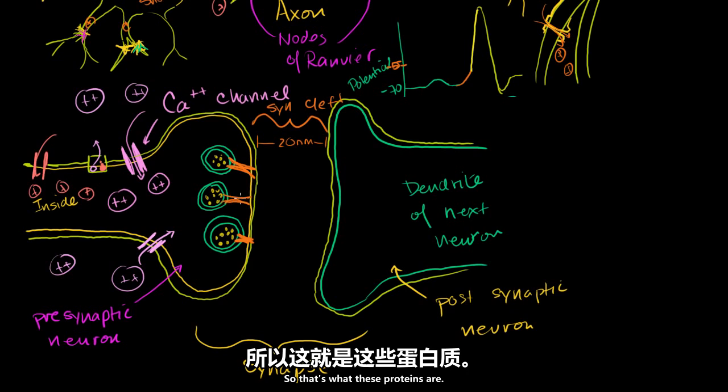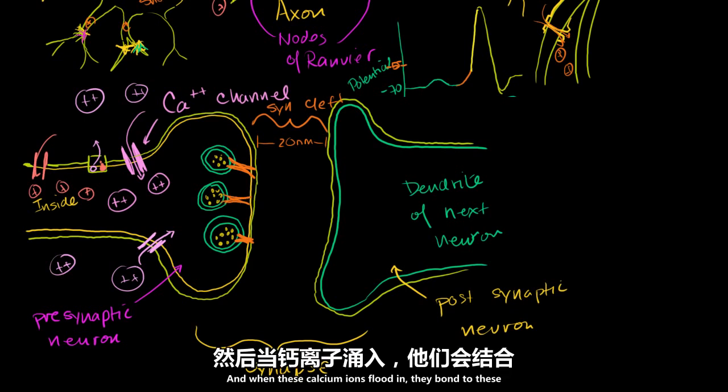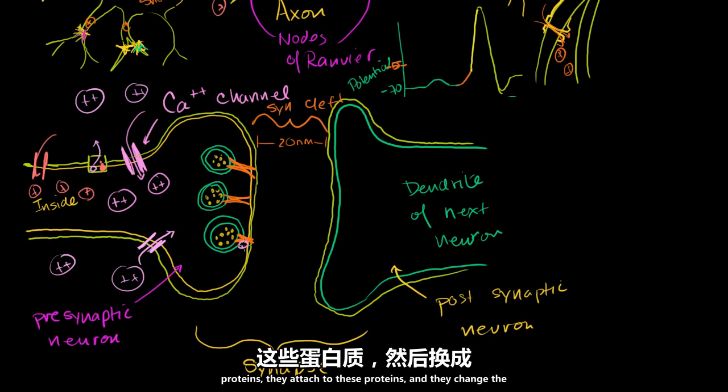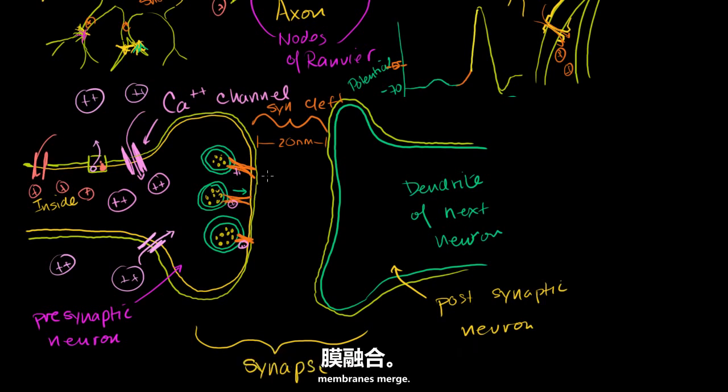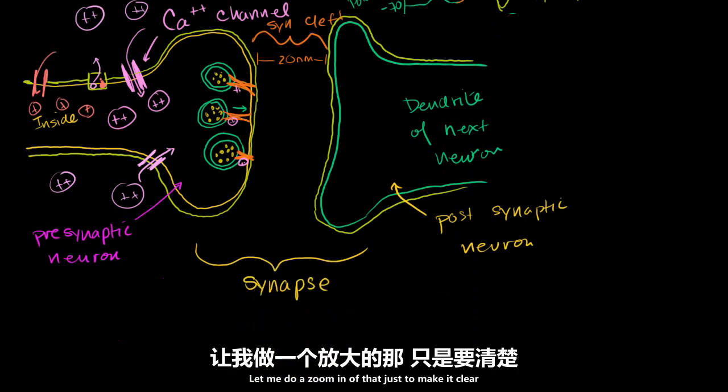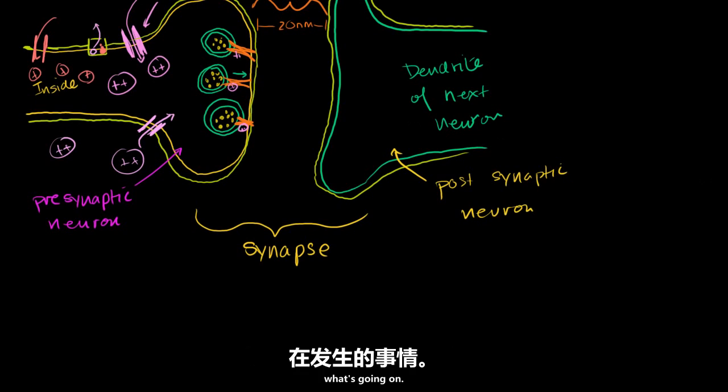So that's what these proteins are. And when these calcium ions flood in, they bond to these proteins, they attach to these proteins, and they change the conformation of the proteins just enough that these proteins bring these vesicles closer to the membrane. They bring these vesicles closer to the membrane and also pull apart the two membranes so that the membranes merge. Let me zoom in on that, just to make it clear what's going on.